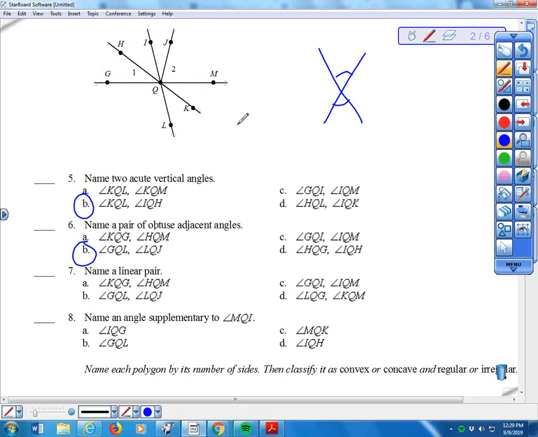All right. Next, so that was this one. Name an angle supplementary to MQI. To be supplementary, and I'm just wanting one angle, that angle has to make a straight line with it. So it's either going to be this angle or this angle. Do you see that? Because supplementary means it adds up to 180. So I'd be looking for IQG or GQI. There's IQG right there. You see that?